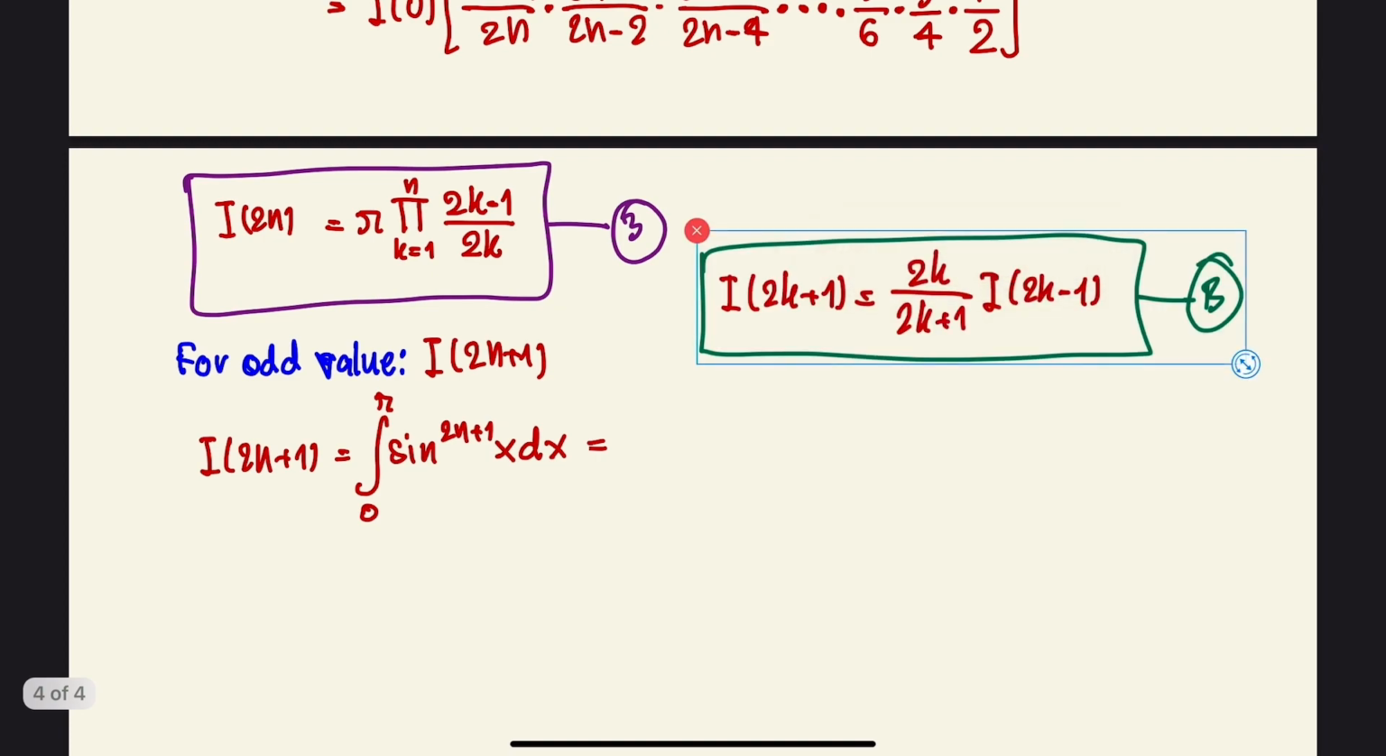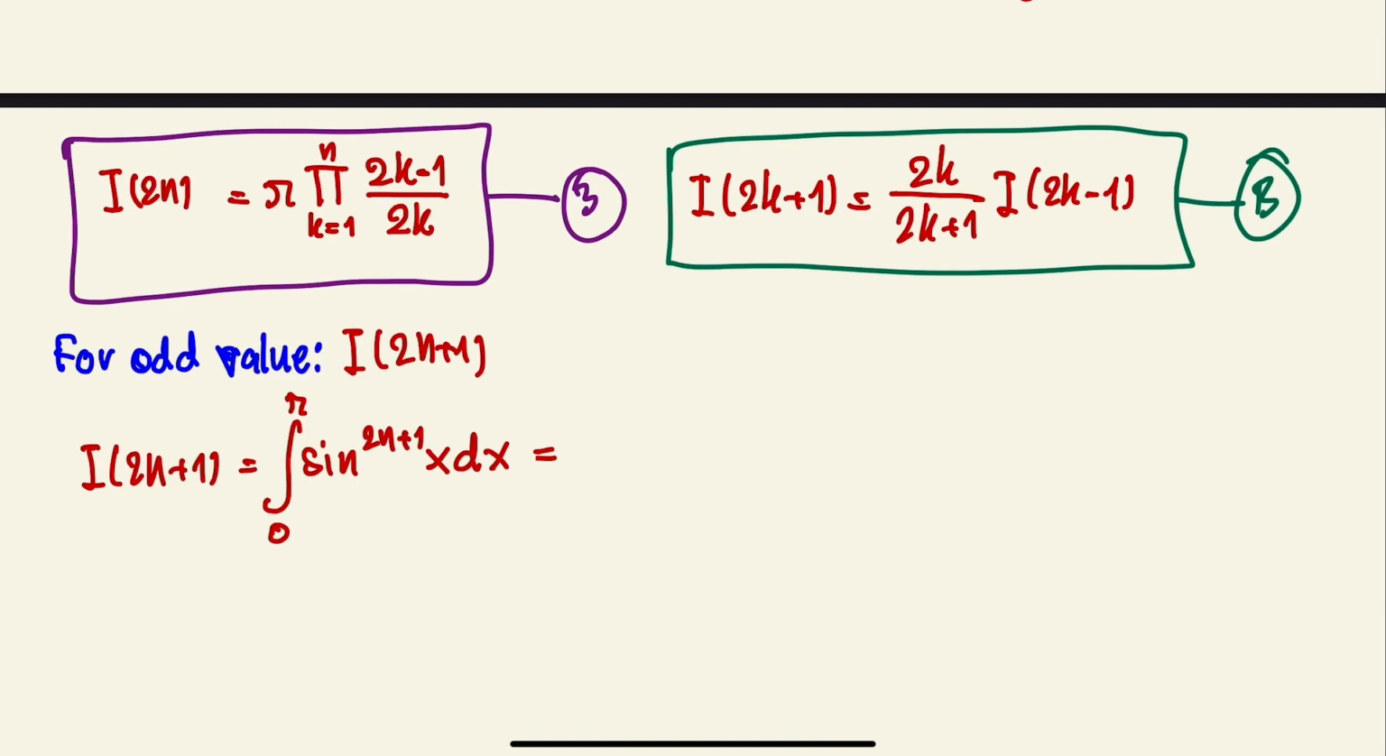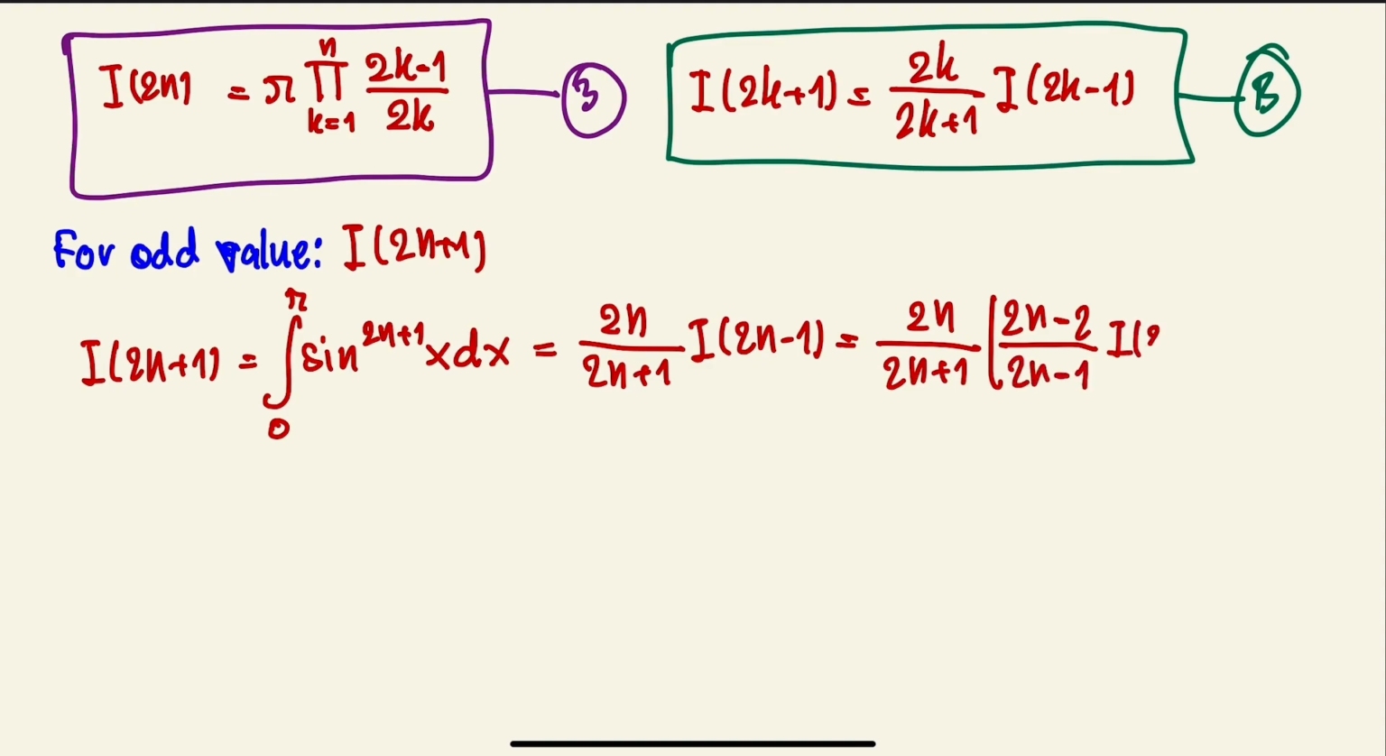Recurrence relation B. It turns out to be 2n. Just plug in n right here: 2n over 2n plus 1 times I of 2n minus 1. So what is this term here? It's going to be 2n over 2n plus 1 times 2n minus 2 over 2n minus 1 times I of 2n minus 3.